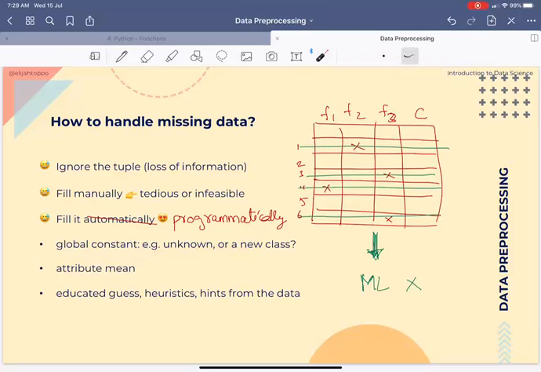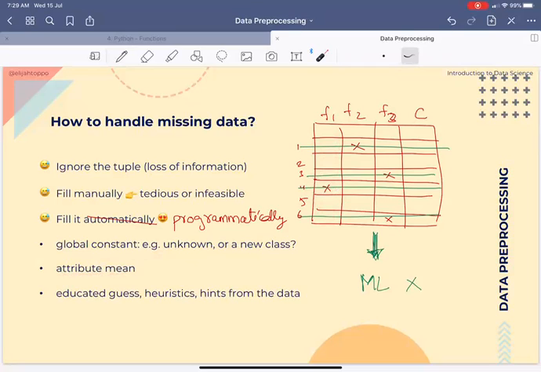The other solution is we fill with the attribute mean. That means I want to find out what to fill this data with. I will say, let me take this one, this one, this one, and this one, and out of these 4 data points, I find out what is the mean value. From that mean or median or mode value, I will replace this one. Does that make sense?